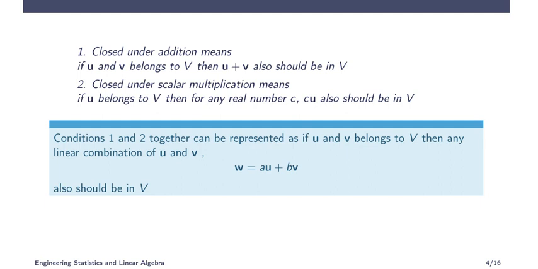Now conditions 1 and 2 together can be represented as a linear combination. If u is there, then au should be there in the vector space. If v is there, then b times v should be there, where a and b are scalars. Then if both au and bv are there, their sum also should be there. So if u and v are there and their linear combination is also there in V, then we can call V a vector space.